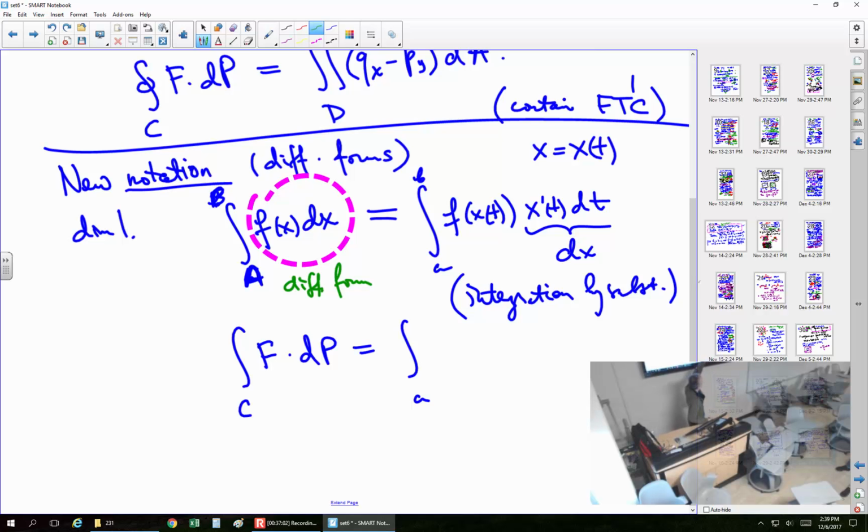So integration by substitution, by the way, goes from right to left. Okay, and then you create new limits of integration. Remember how? This is T, and this is X. Right? So you can tell me what A is. This is the substitution. So when t is equal to a lowercase, x is equal to a uppercase. So it's simply x of a, and b is equal to x of b.